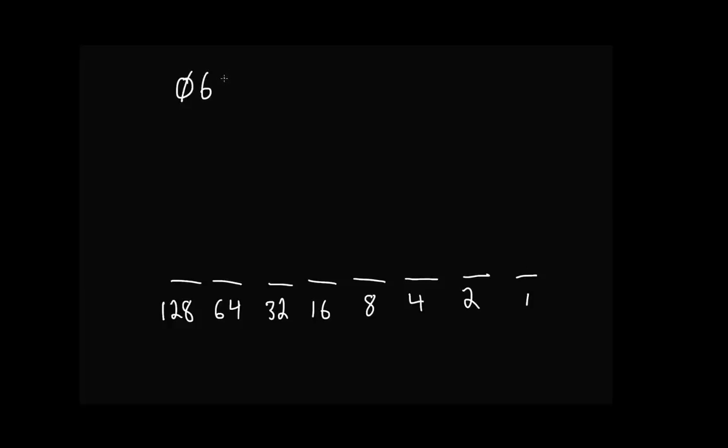0b 1 1 0 0 0 1 0 0. Okay, well, first things first, what is this 0b? Well, that 0b in the front is there to indicate that the remaining values that come after it are binary information.